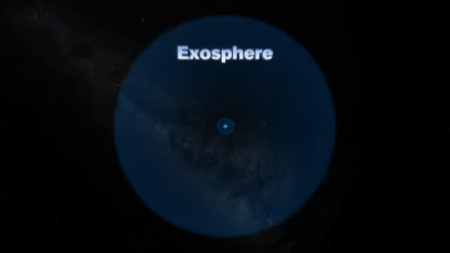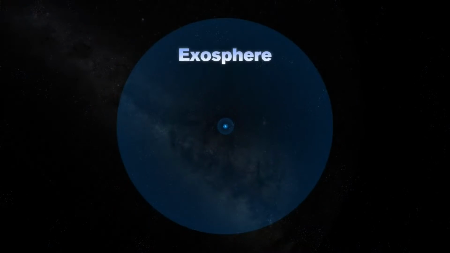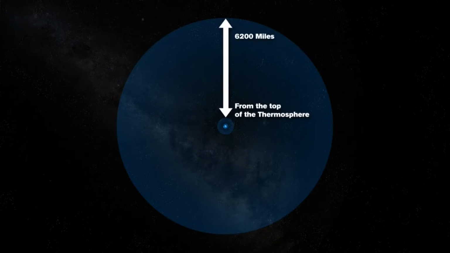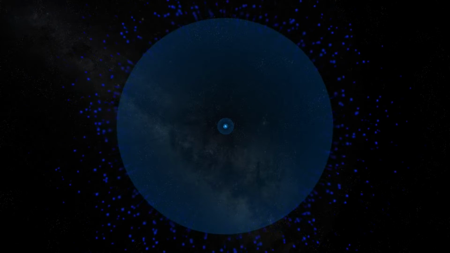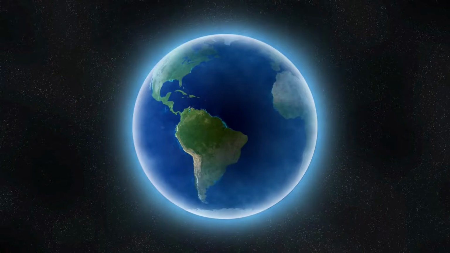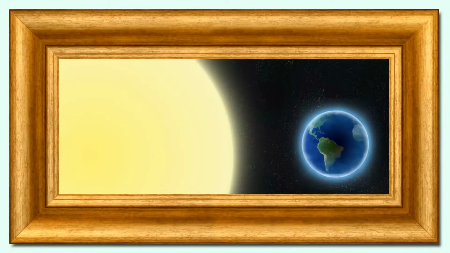The last layer of the atmosphere is called the exosphere and is the outermost layer. It extends from the top of the thermosphere to 6,200 miles above the Earth. In this layer, atoms and molecules of the atmosphere escape into space. The atmosphere is important, but we need to also look at the big picture.